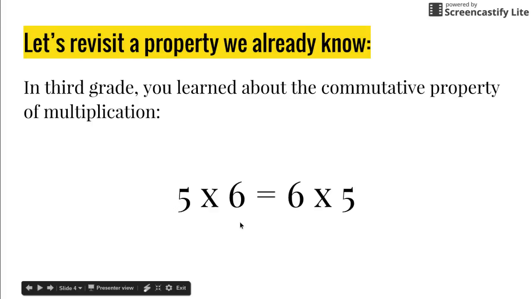And that holds true for all numbers. No matter what two numbers you put in here, it doesn't matter which one comes first or second. The reverse of this is always still true. And so that's called the commutative property.